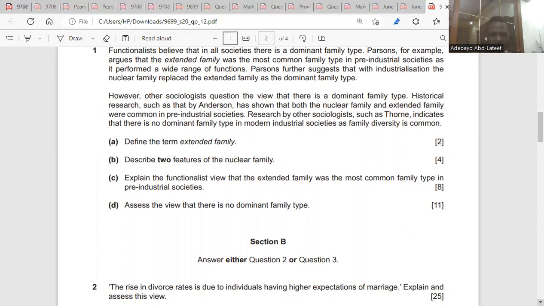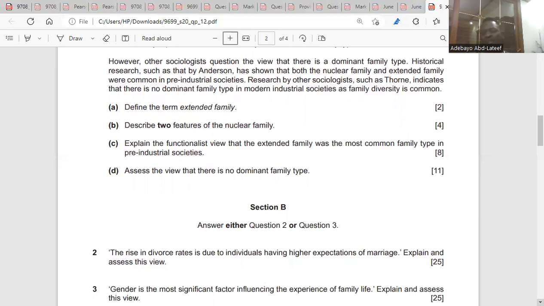B says describe two features of the nuclear family. The nuclear family is privatized. That means they mind their business, and you can't invade their privacy. It is restricted to the members only, so you can't know what happens inside. Second, common residence: they stay under the same roof. That makes it nuclear. Those are the features of a nuclear family. Is it clear? You go to C.